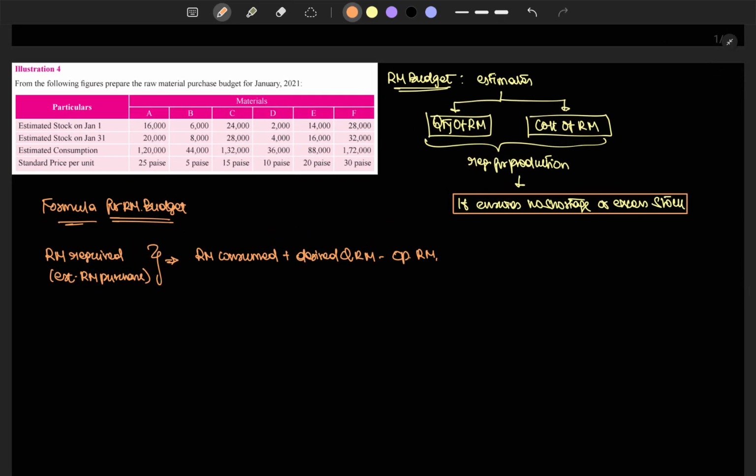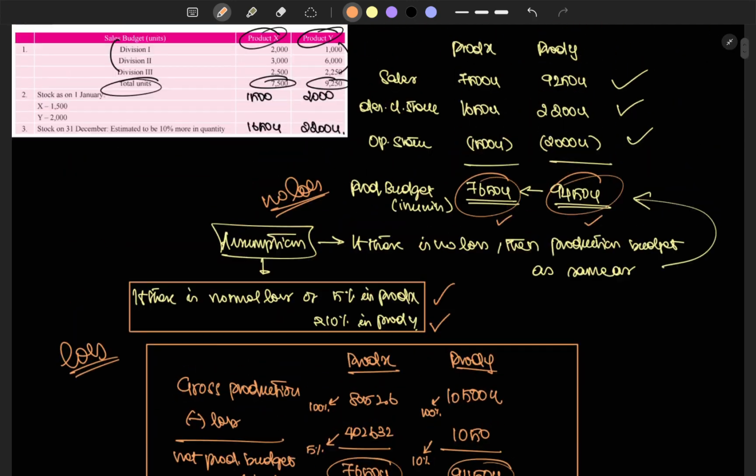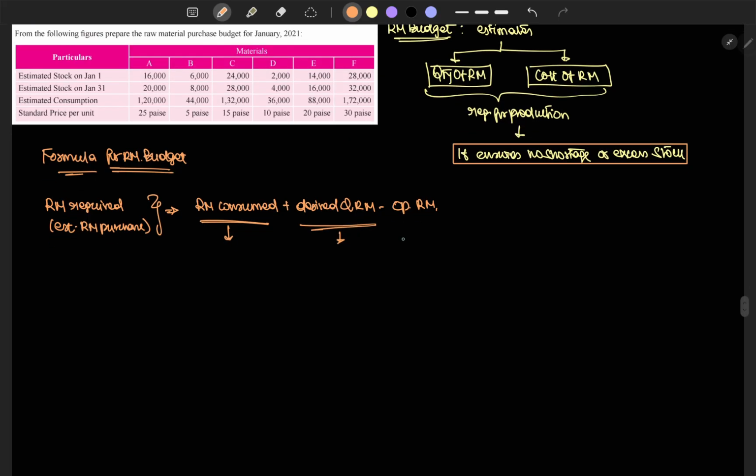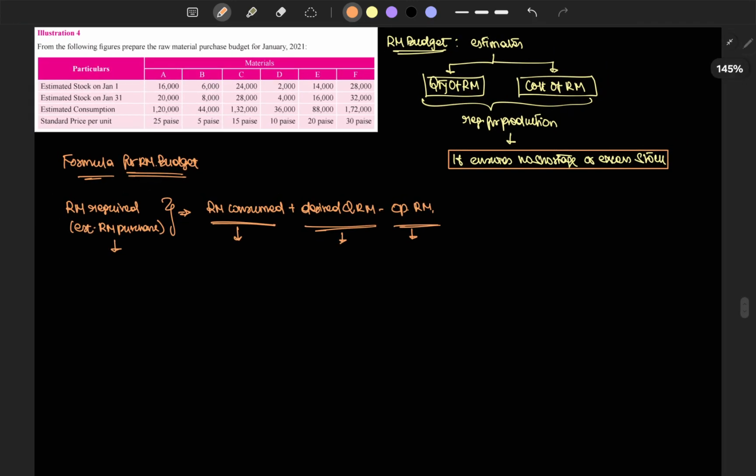And the RM budget revolves around the production budget. It's the same as RM consumption, how much we need to consume for our production. Based on the production levels, we are going to purchase the raw materials, and what should be our desired closing stock we need to have in our godown, and what's our opening stock. This is the information we have in our hand. And the estimated RM to be purchased is what we are going to find with the RM budget problem.